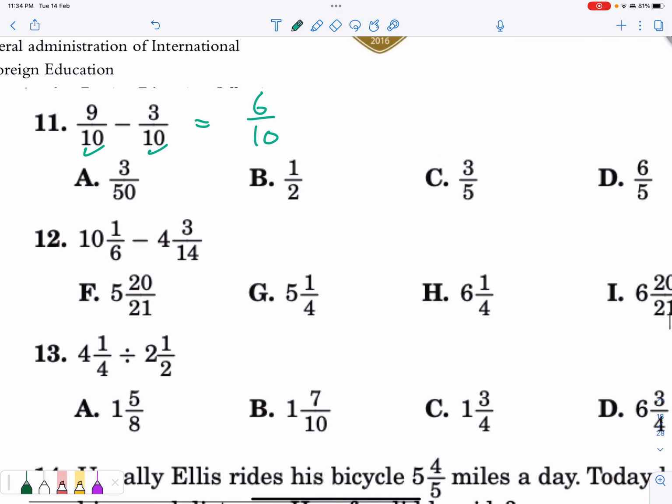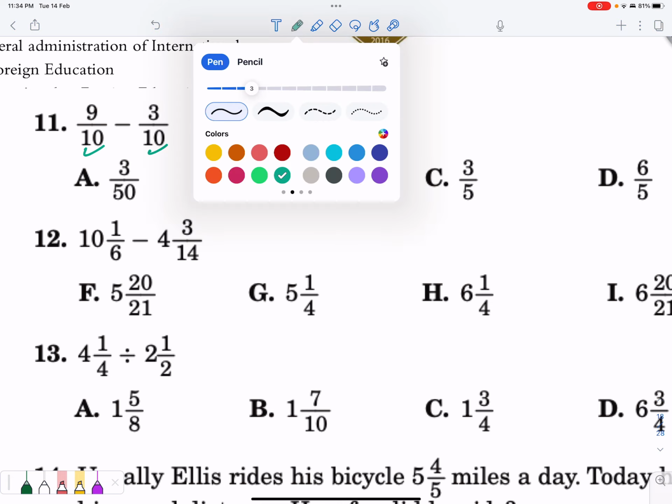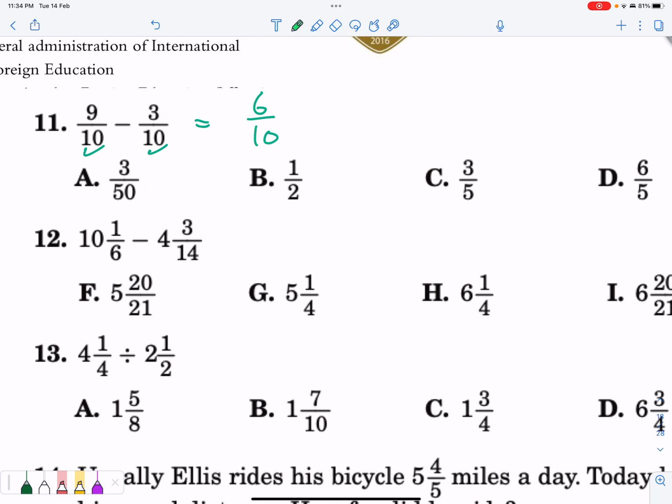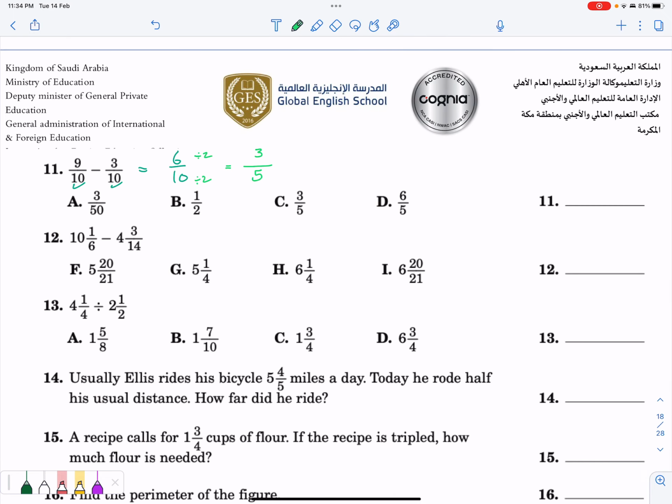But we need to simplify that, because the questions always ask you to write that in the simplest form. So think what number I can divide the 6 and the 10 over. Of course, we can divide them by 2. So 6 divided by 2 is 3, and 10 divided by 2 is 5. So 3 over 5 is the correct answer, which is answer C.